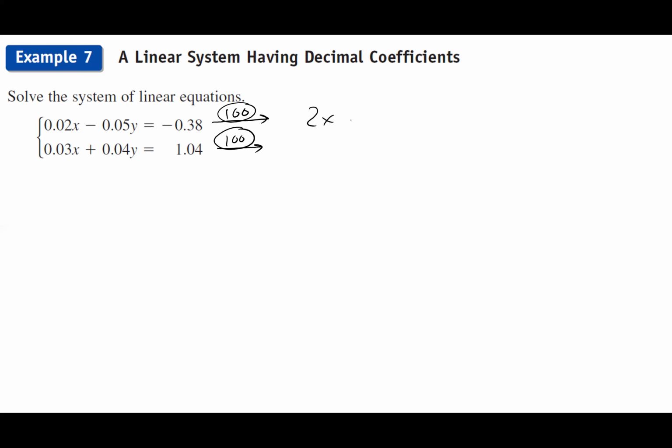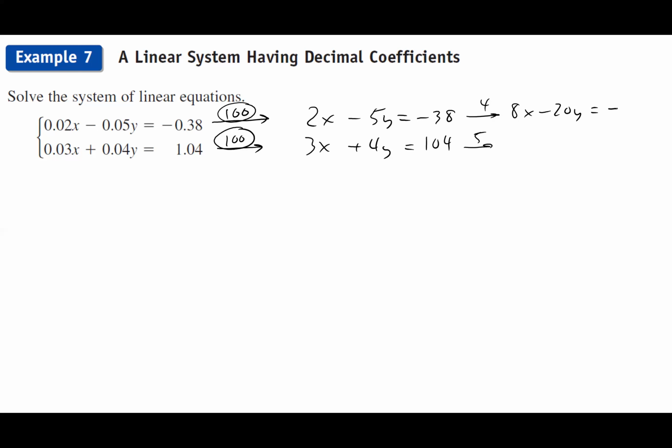So how about 2x minus 5y is equal to -38? How about 3x plus 4y is equal to 104? And then you guys tell me what to do next. Top by 4, bottom by 5. I'll go with that. 8x minus 20y is equal to, anybody help me out? 38 times 4. 152. Yeah, that sounds right.